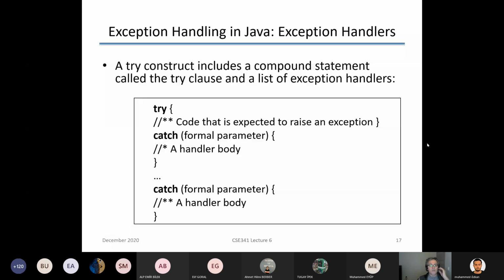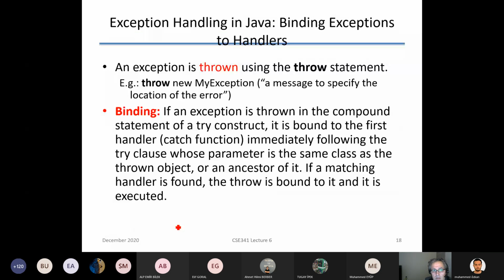All right, so let's look at how Java does it, at least very quickly. Java has, similar to C++, this try block and then multiple catch blocks. A try construct includes a compound statement, called a try clause here, and a list of exception handlers afterwards. So an exception is thrown using the throw statement, like this one, for example, throw new my exception, something like this.